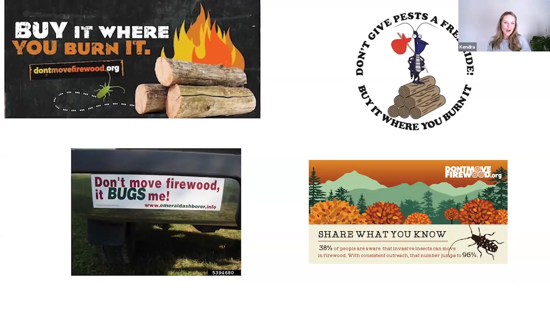Finally, pay attention to all of these great programs like Burn It Where You Buy It, Don't Move Firewood. These are all there for a reason. And can actually make a significant impact in slowing the spread and really the impact of these invasive insects.